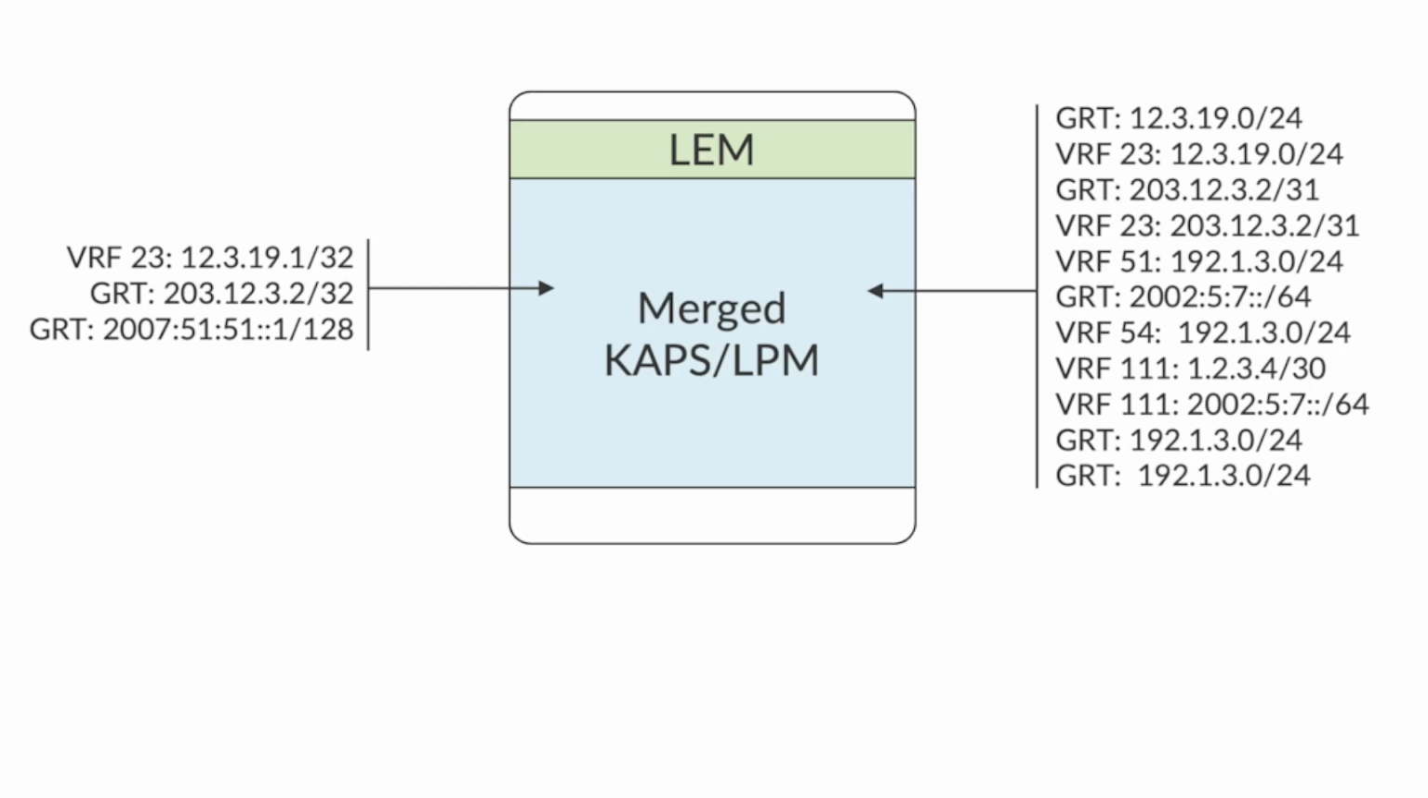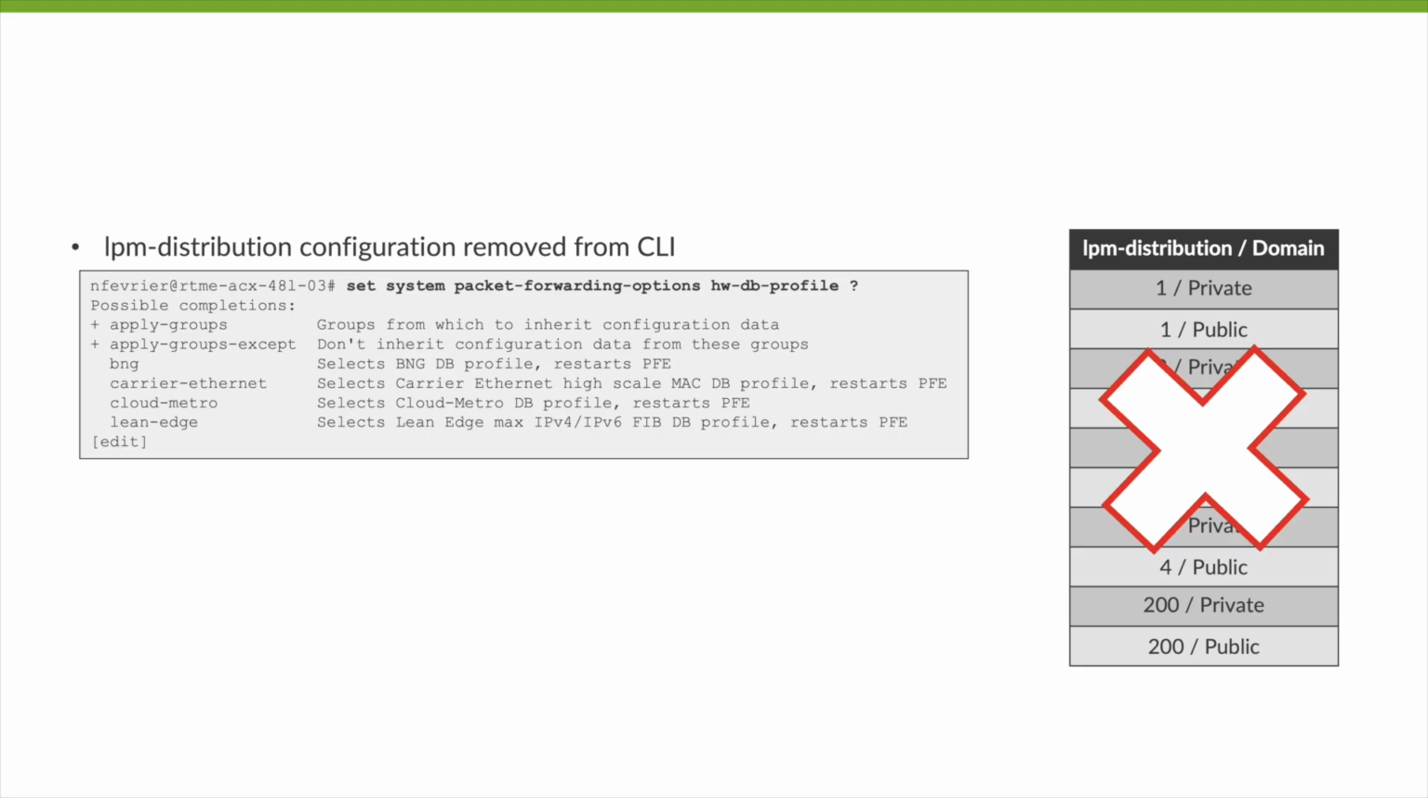So all this complexity has been eliminated. You don't have to care where the routes will go. We have merged private and public. So this is now done, and all this will completely disappear from the CLI. You don't have to worry about that anymore.